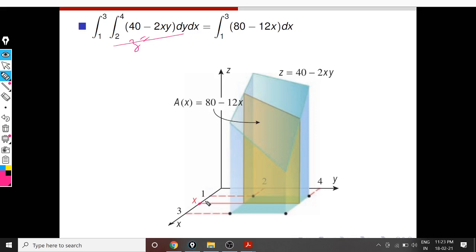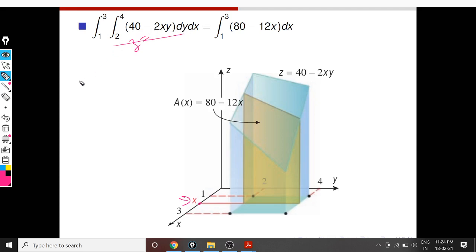Suppose x is somewhere here. We know that x is always between 1 and 3. First of all, we assume that x is somewhere here. So we are fixing x. We fix x, so the only moving thing is y. You got it? X is fixed, y is moving. So we integrate along y.